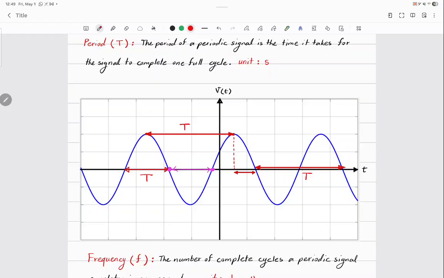So what is it? The left bottom. T over 2. The purple one also T over 2. How about the other, the one that is left? T over 4. This distance is T over 4, from the positive peak to when it goes to 0. Okay?